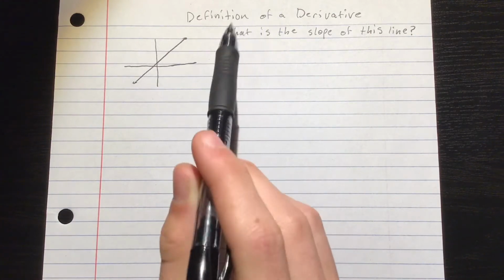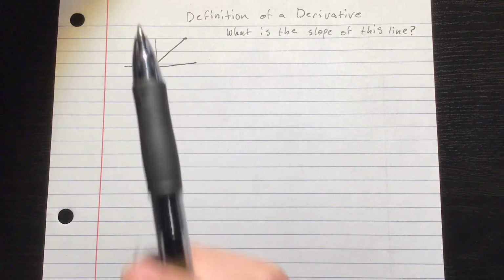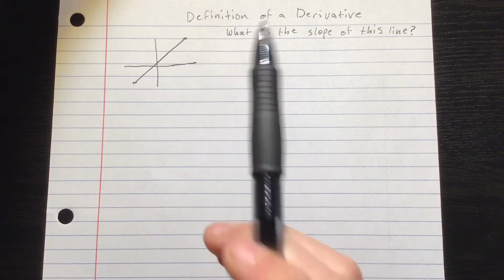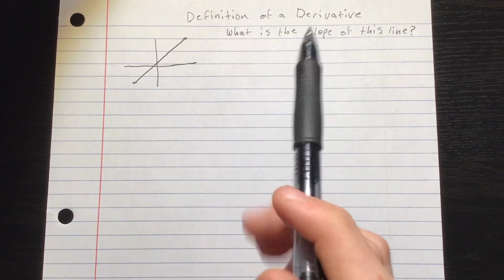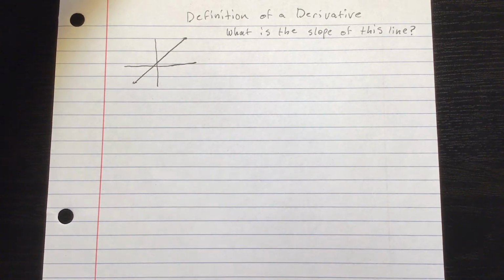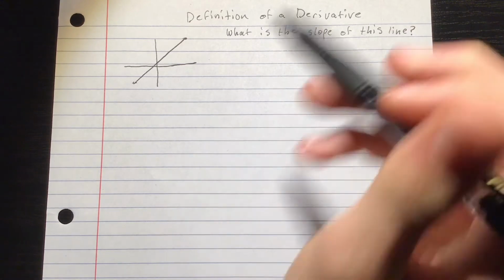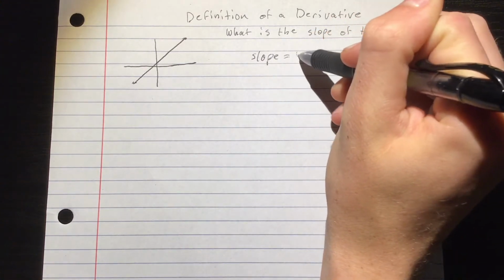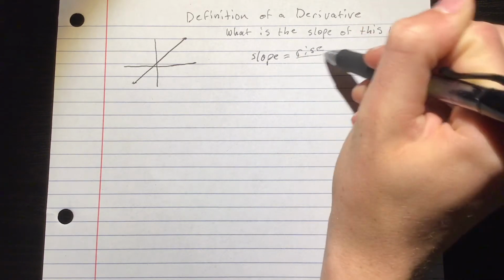Alright, let's work up to our definition of a derivative by just starting with straight, normal, y equals mx plus b lines. So if I ask you the question, what is the slope of this line, what would you say? Well, traditionally you're introduced to slope as slope equals the rise over the run of a line, like we have right here.